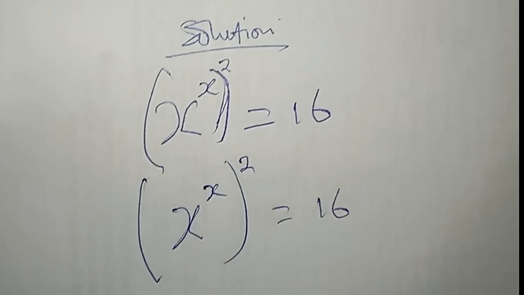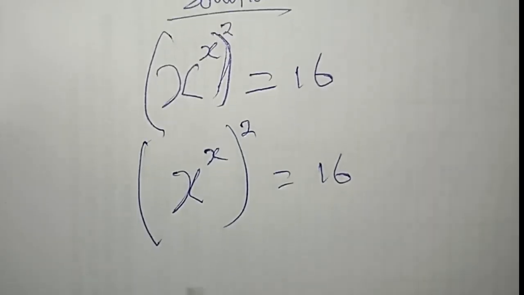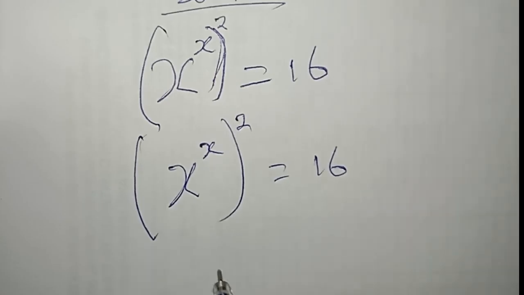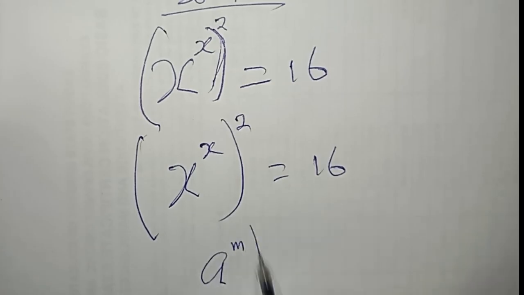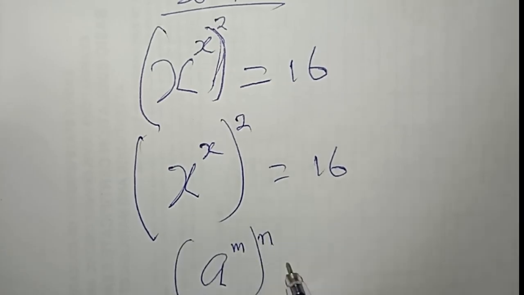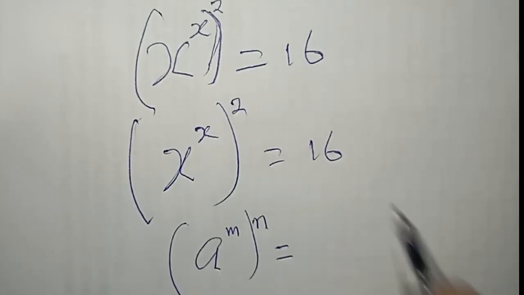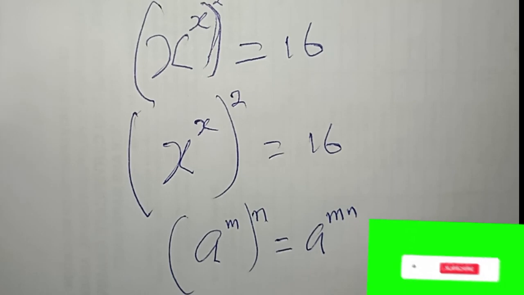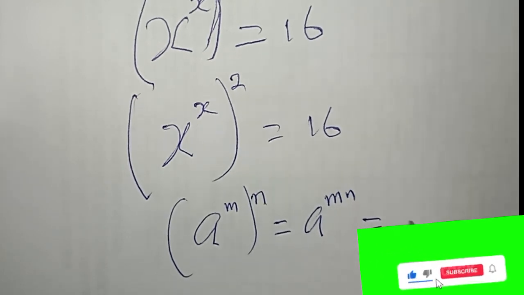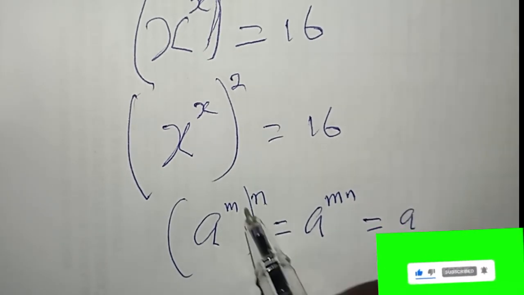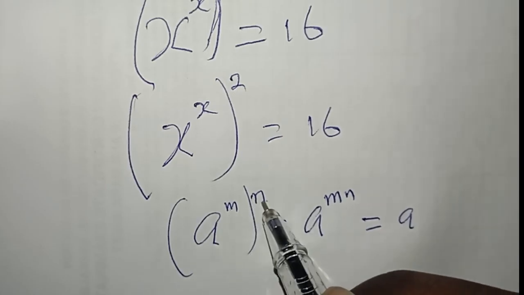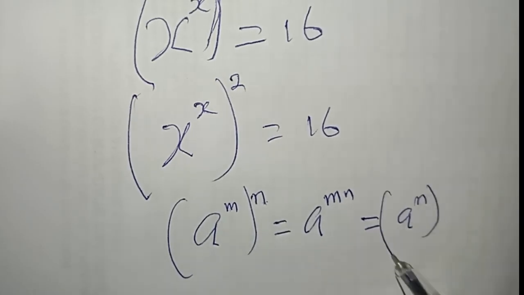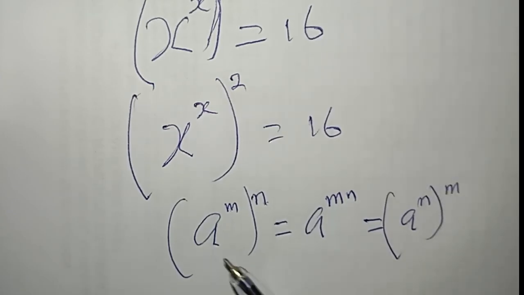Okay, so next, you remember one of the properties of indices, which basically says that if you have a power m and then power n, you can write this as a power mn. Or you can also switch these variables, so you bring in the n and then bring out m. So this is the same as this, and of course also the same as this.